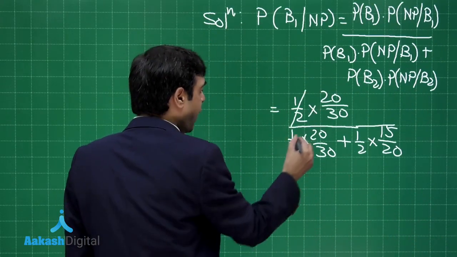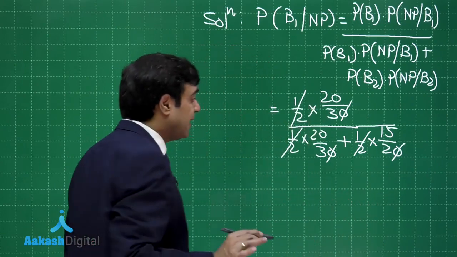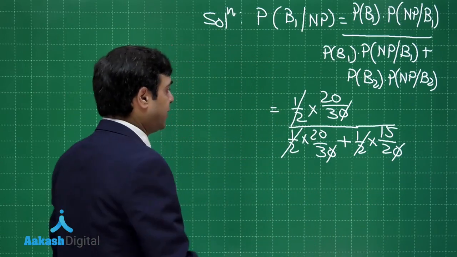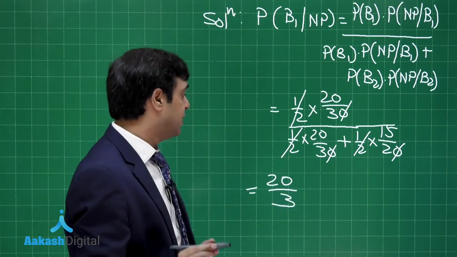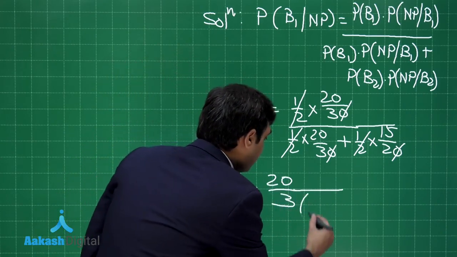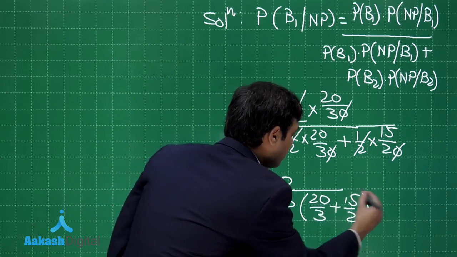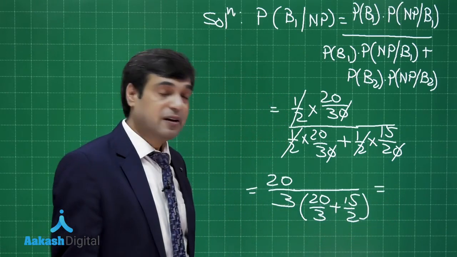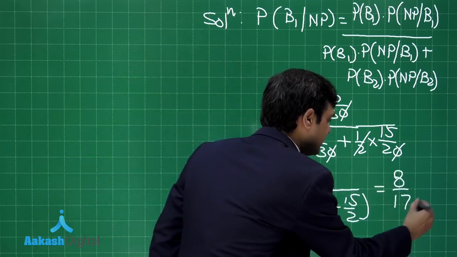You can see that half is cancelled, zeros are cancelled. So what will we be getting after this cancellation? Let's write down. This is 20 upon 3. Correct? And what is there in the denominator? Let's write down. This is 20 upon 3 plus 15 upon 2. I'm sure this is clear. Some simplification is required. Just do that and get the answer as 8 by 17.